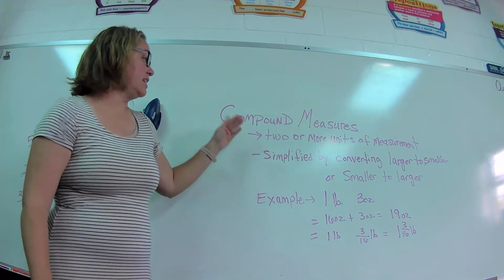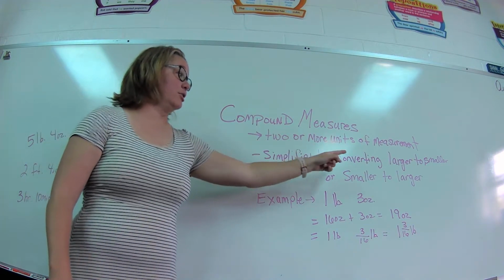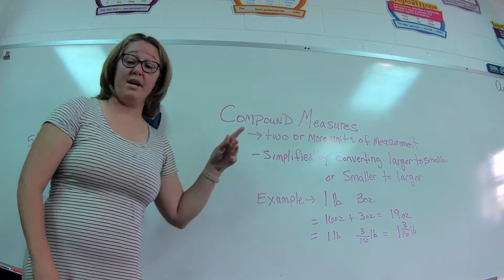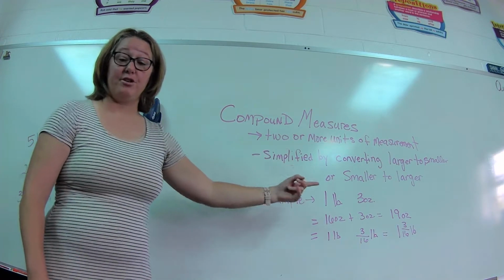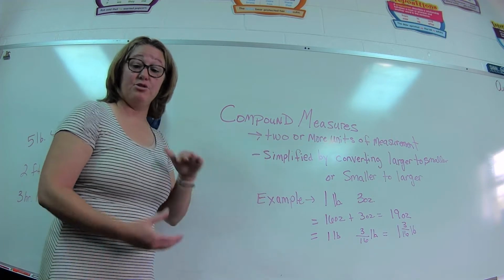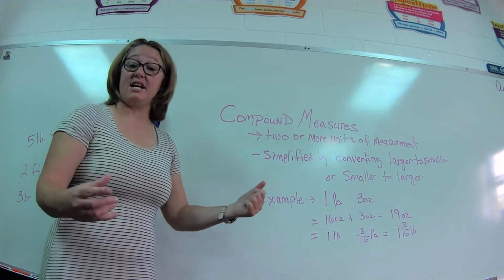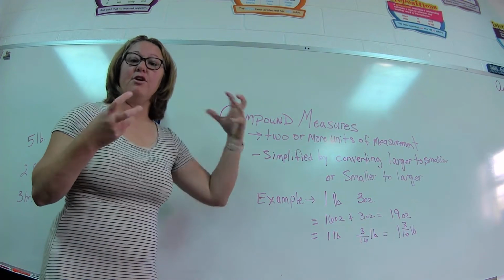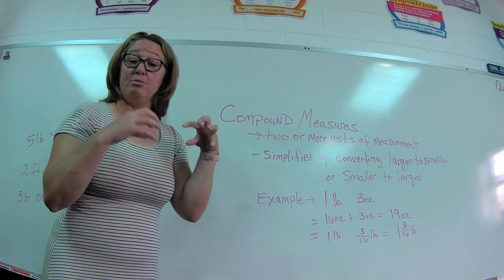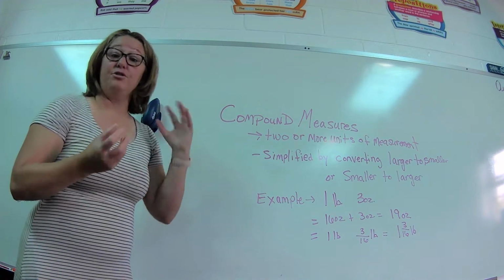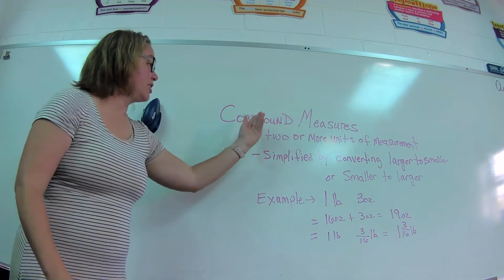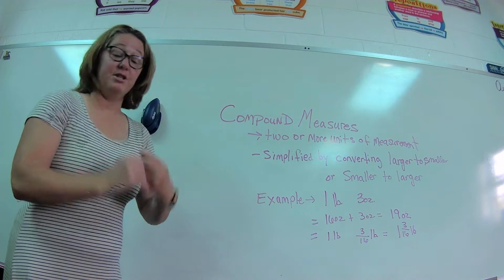All right, we can take a compound measure and go from larger to smaller, or from smaller to larger. But again, the word compound simply means there's more than one thing in there. In science, a compound mixture is two or more things put together. A compound word is two or more words put together. So a compound measure is two or more measurements put together.